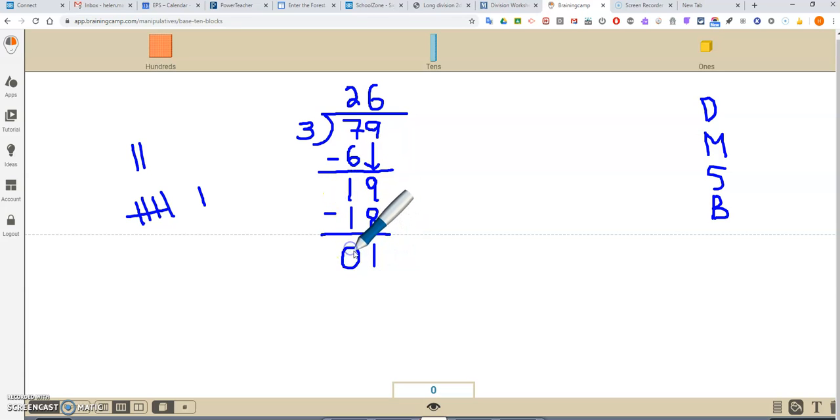If I did this with base 10 blocks, I should have 1 unit left. And clearly I can't split up that 1 unit right now. So my remainder is going to be a 1. So if you said, what is 79 divided by 3, you would say the quotient is 26, remainder 1.